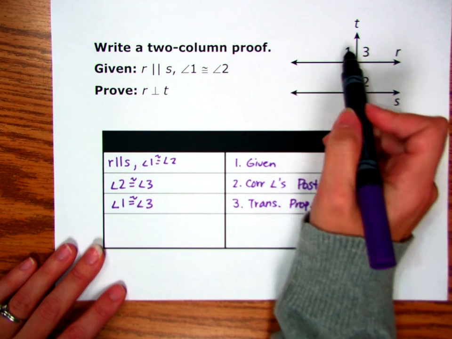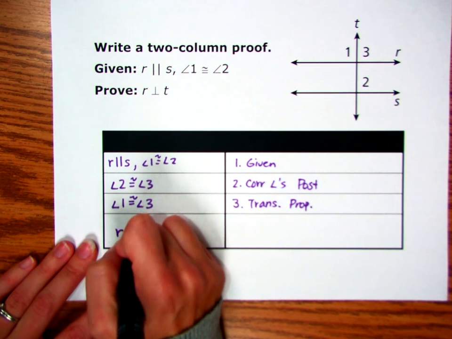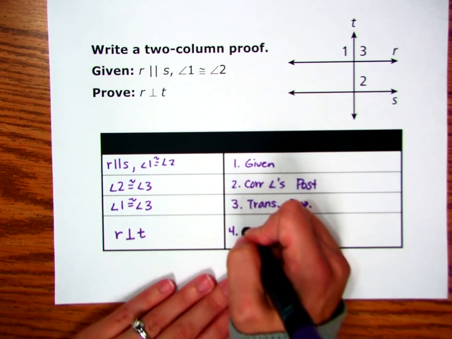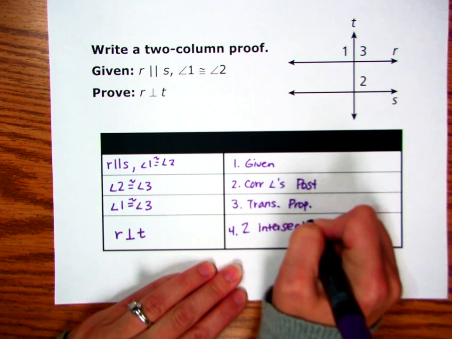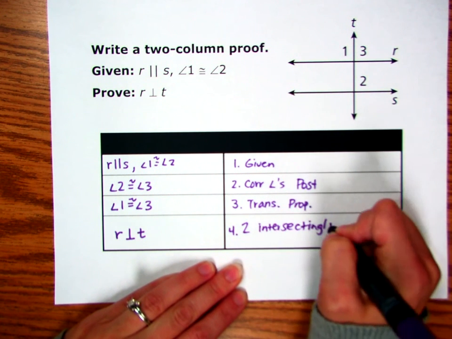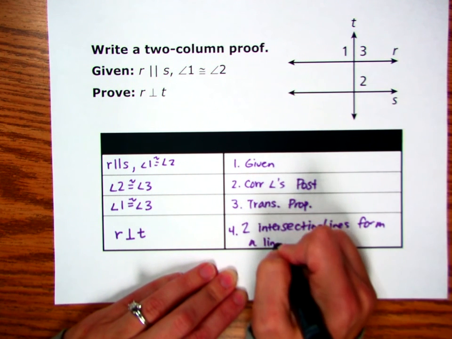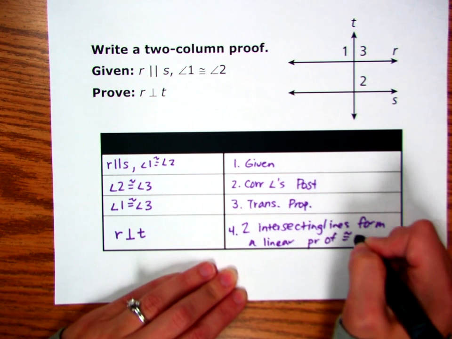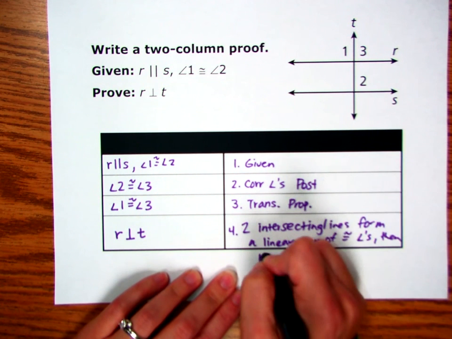Well, if I know angle 1 and angle 3 are congruent to each other, I also know that line R is perpendicular to line T. Why do I know that? Well, when I have two intersecting lines that form a linear pair of congruent angles, then the lines are perpendicular.